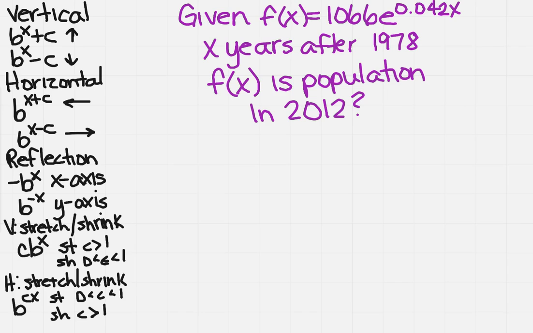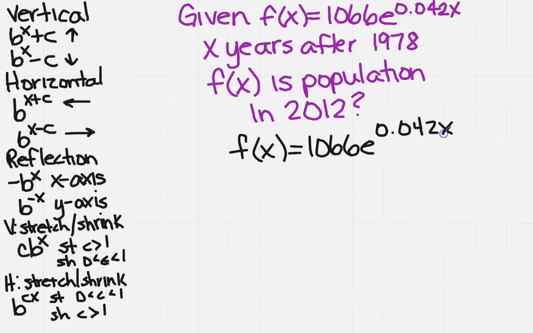So how am I going to do that? Well, I know that I have the original equation, so I want to go ahead and copy that down. So I've got f of x equals 1066 e to the 0.042x. Now, it says it's the population, so x is years after 1978.